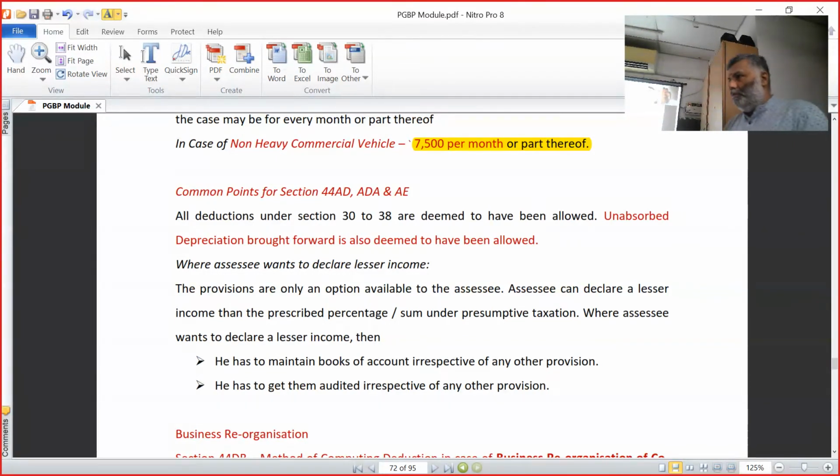More than or equal to, yeah. Our friend is asking, can I declare more, 10%, 12%? Yes. You cannot declare less.